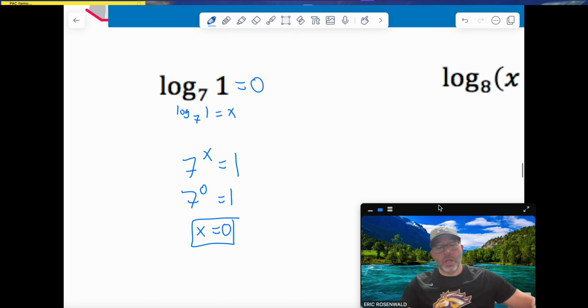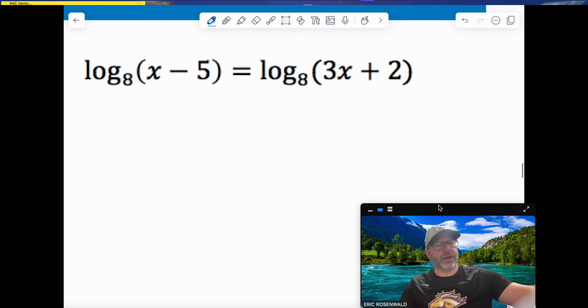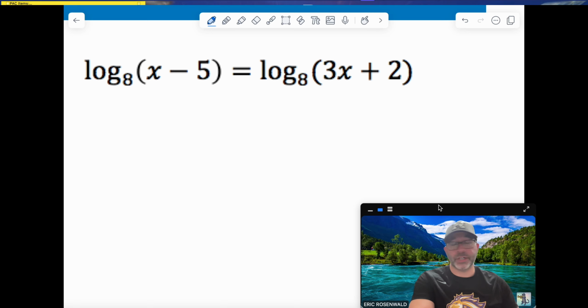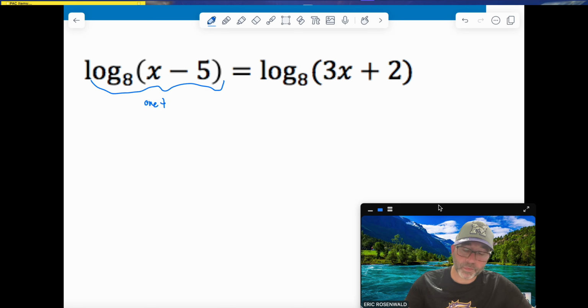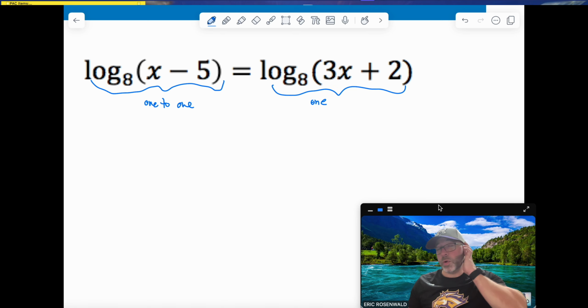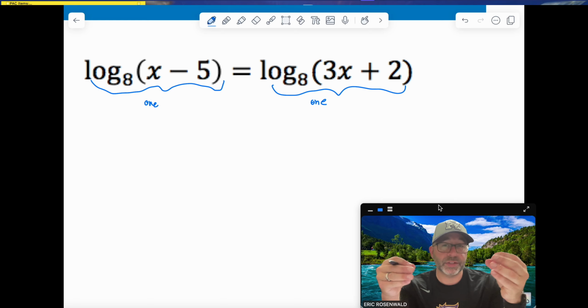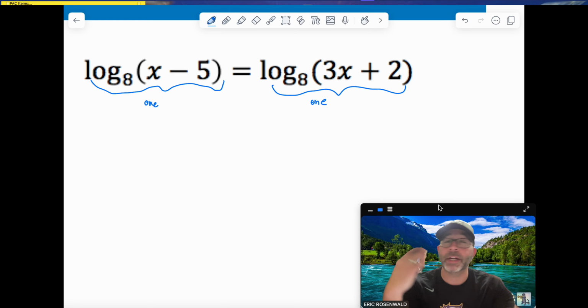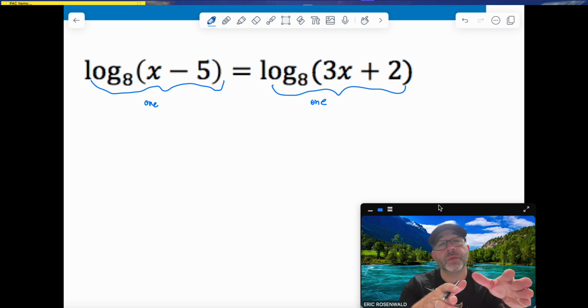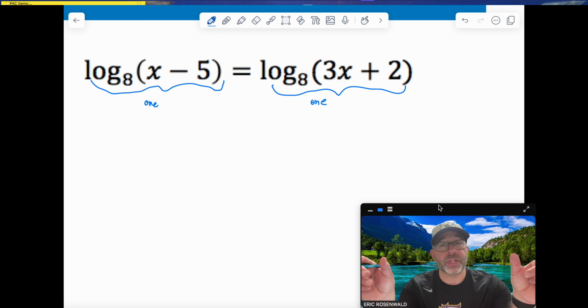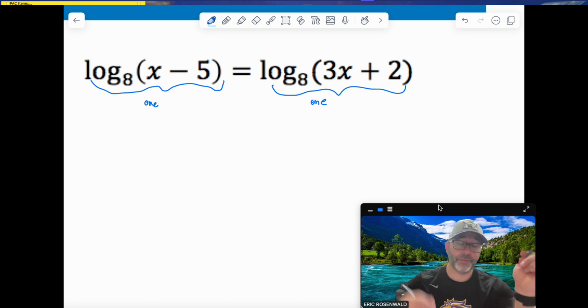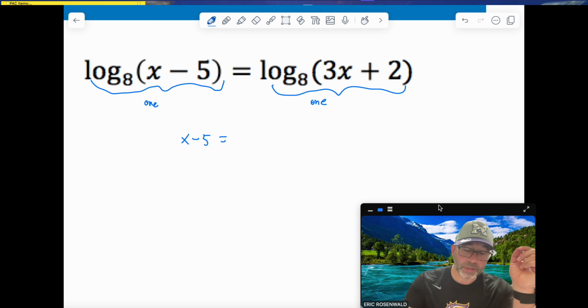Okay? What about this one right here? Now, I'm going to have you take note of the fact that this one actually is going to have a restriction placed on it. We look at this first and say that this is, in fact, a one-to-one property. This is a 1, and this is 1. If it's not 1 to 1, we're going to end up having to do condensing of these, and we'll do some of those later on. For right now, it's just a 1 to 1. When it is a 1 to 1, we can simply ignore the log base and just focus on the inside part. So that x minus 5 is going to have to equal 3x plus 2.